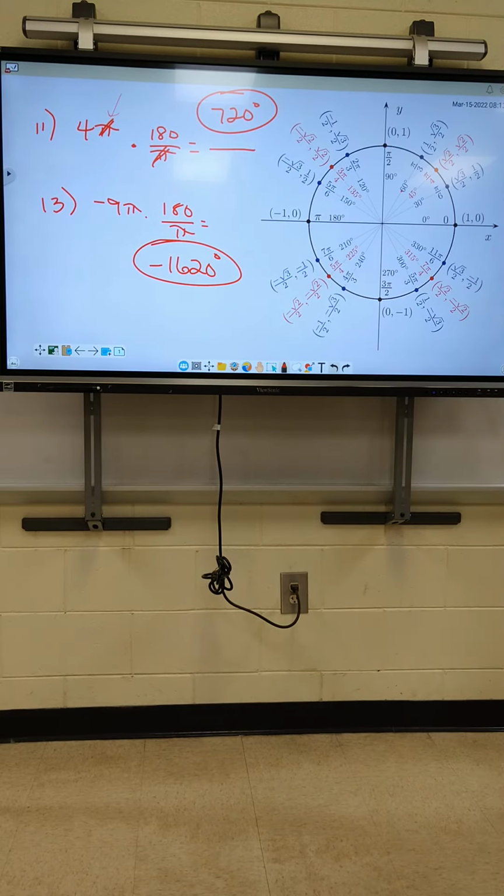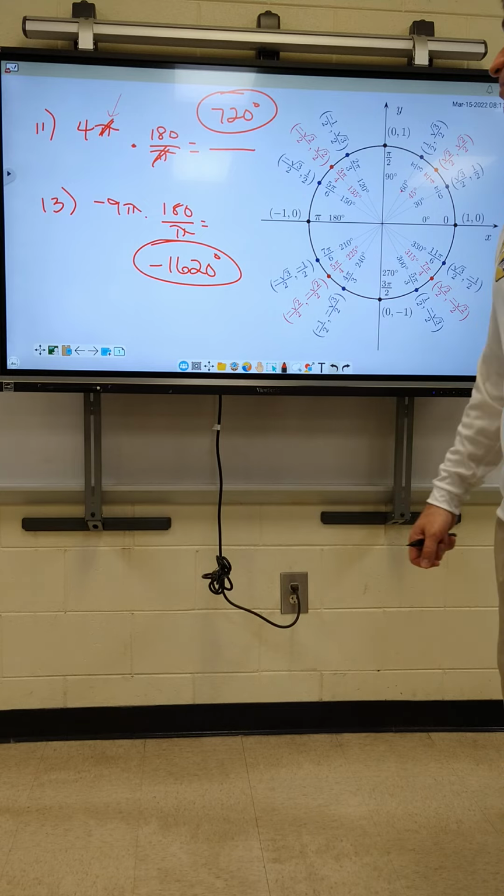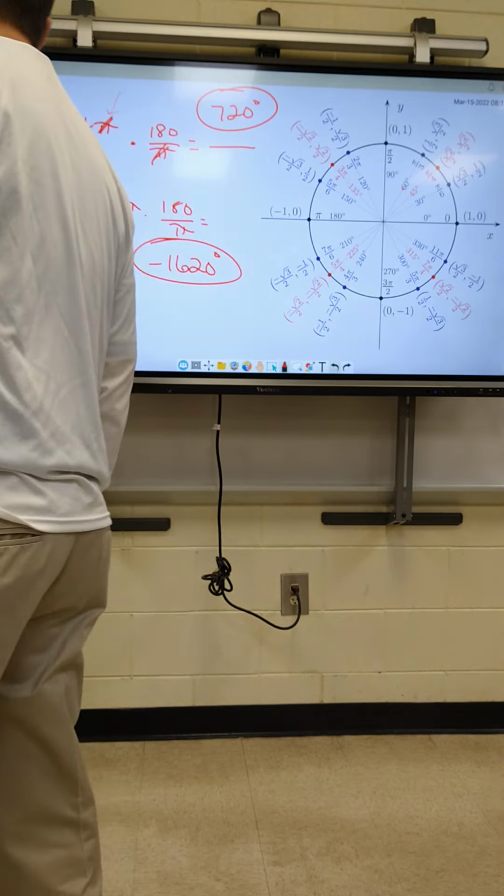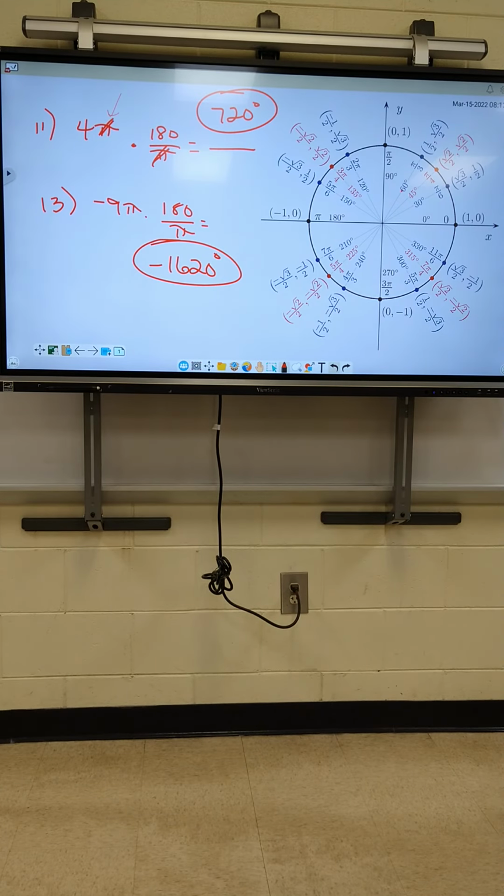All right, good. So y'all should be able to finish 11 through 20 now. Every problem in this section we multiply by 180 over pi instead of pi over 180. Just type it in.